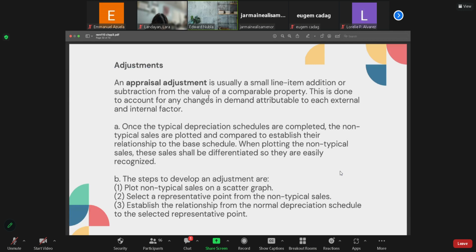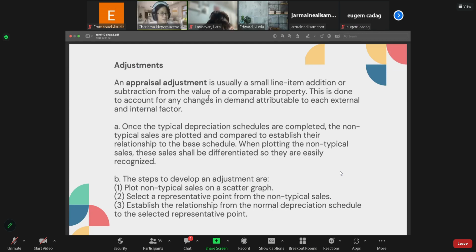Sino ang magsasabi na ang effective age nitong 30-year-old house is 20 years? At paano na-derive yung effective age na 20? Anyone? Appraiser po, di po ba? May formula po eh, di po ba? Ima-minus yung, if I remember it right, effective age and economic life. Parang ganun po ba? Tama ba yung tanda ko?